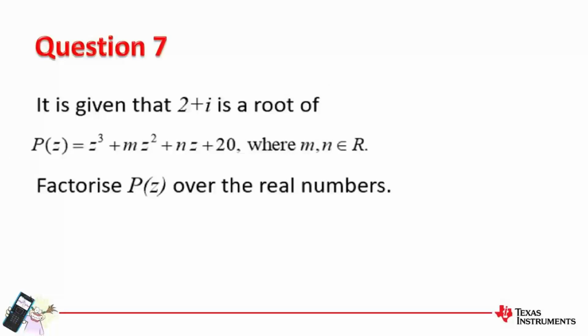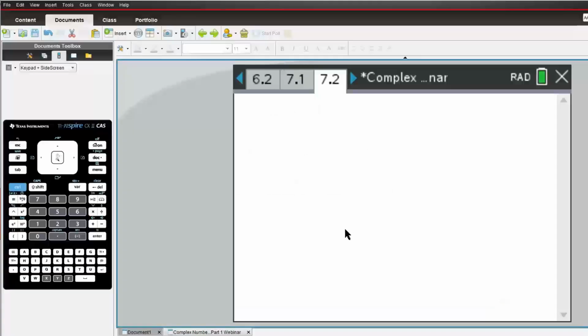Similar question here, but a bit harder. It is given that 2 plus i is a root of this polynomial, but we know that m and n are real. So this time we have a cubic with real coefficients, and we wish to factorize p(z) over the real numbers. So if 2 plus i is a root of this cubic, 2 minus i, of course, will be a root as well because the coefficients are real. So let's see how we can do this question.